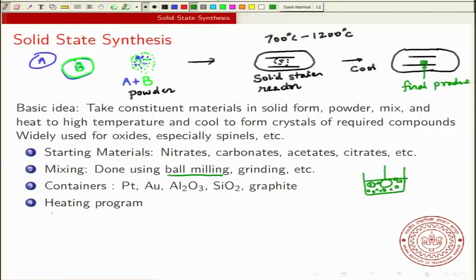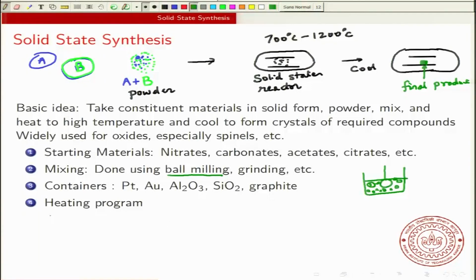And then the last thing is what I have called the heating program. Usually you raise the temperature, you hold it for some time at one temperature, then you might hold it for some more time at a different temperature, then you will cool at a certain rate. All those things have to be decided. So now let us take one very specific example.